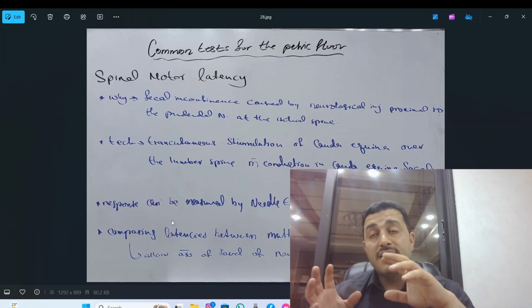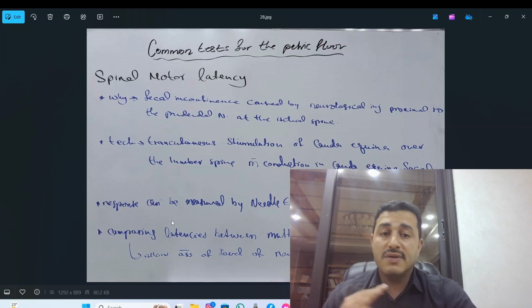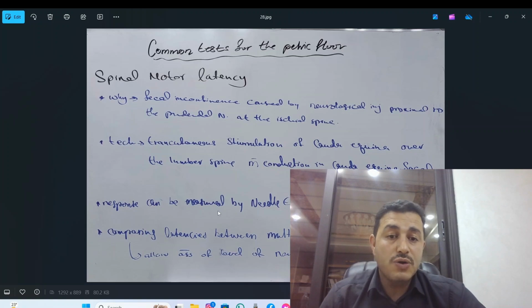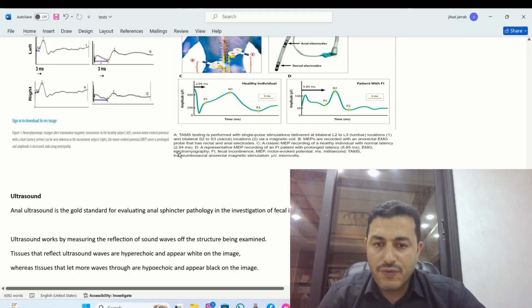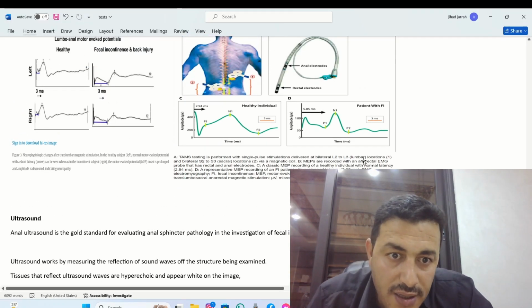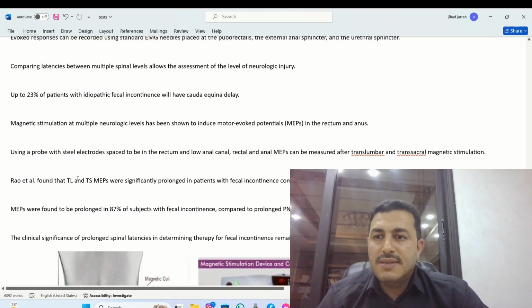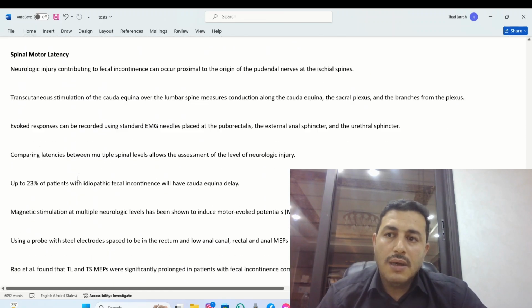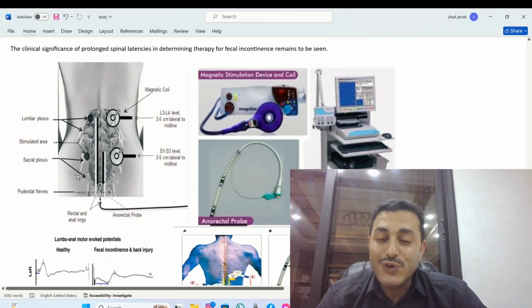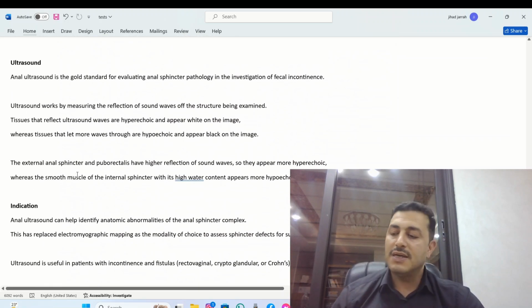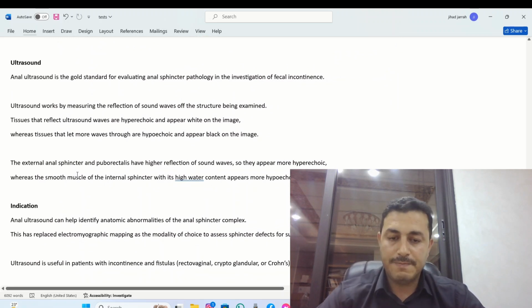The response actually can be detected by anal probe. We can detect the response not only in the external anal sphincter, but also the puborectalis and the urethral sphincter. We can check the response at these muscles because all of them are innervated by the sacral plexus. I have no value over here, no number provided, but it's enough to say that there is a delay in the motor evoked potential.